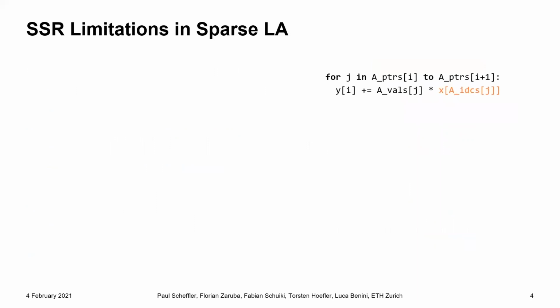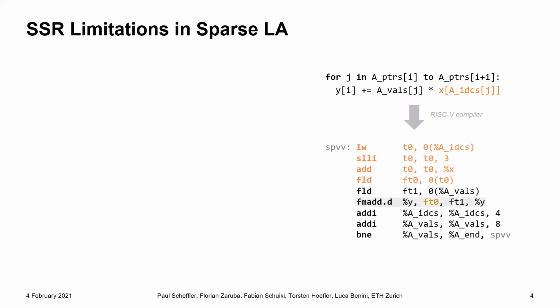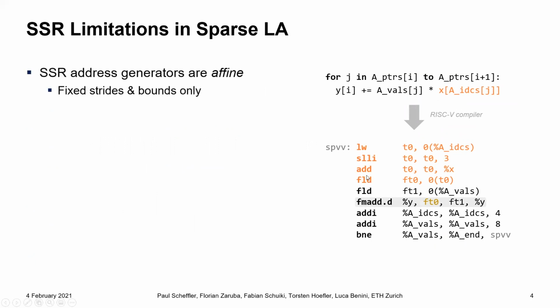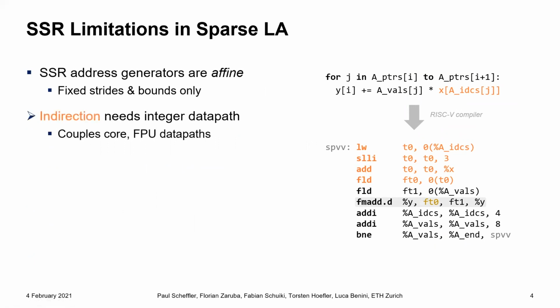Here we have the inner loop of our CSRMV kernel that we've seen before. Let's compile it for RISC-V. And we see that this indirection here in orange produces a lot of work in this inner loop. The problem is that SSR address generators are affine, so they work with fixed strides and bounds only. And the indirection, as we see here, even with SSRs, will still need the integer data path, which will couple the core and FPU data paths.